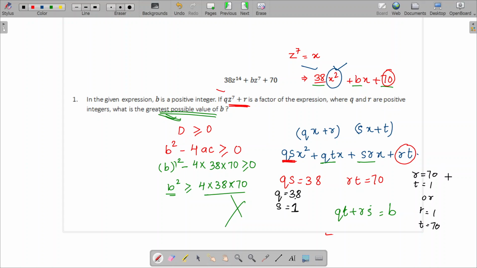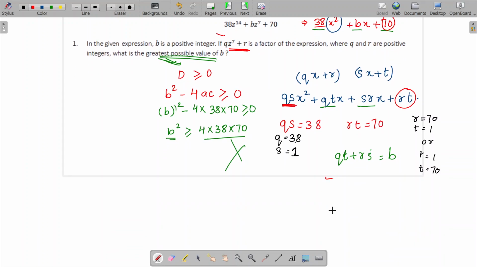Let me take t as 70. Why am I not taking r as 70? That I will also tell you. Let's take r as 70 first. Okay, so when taking q and t, q is 38, r is 70.